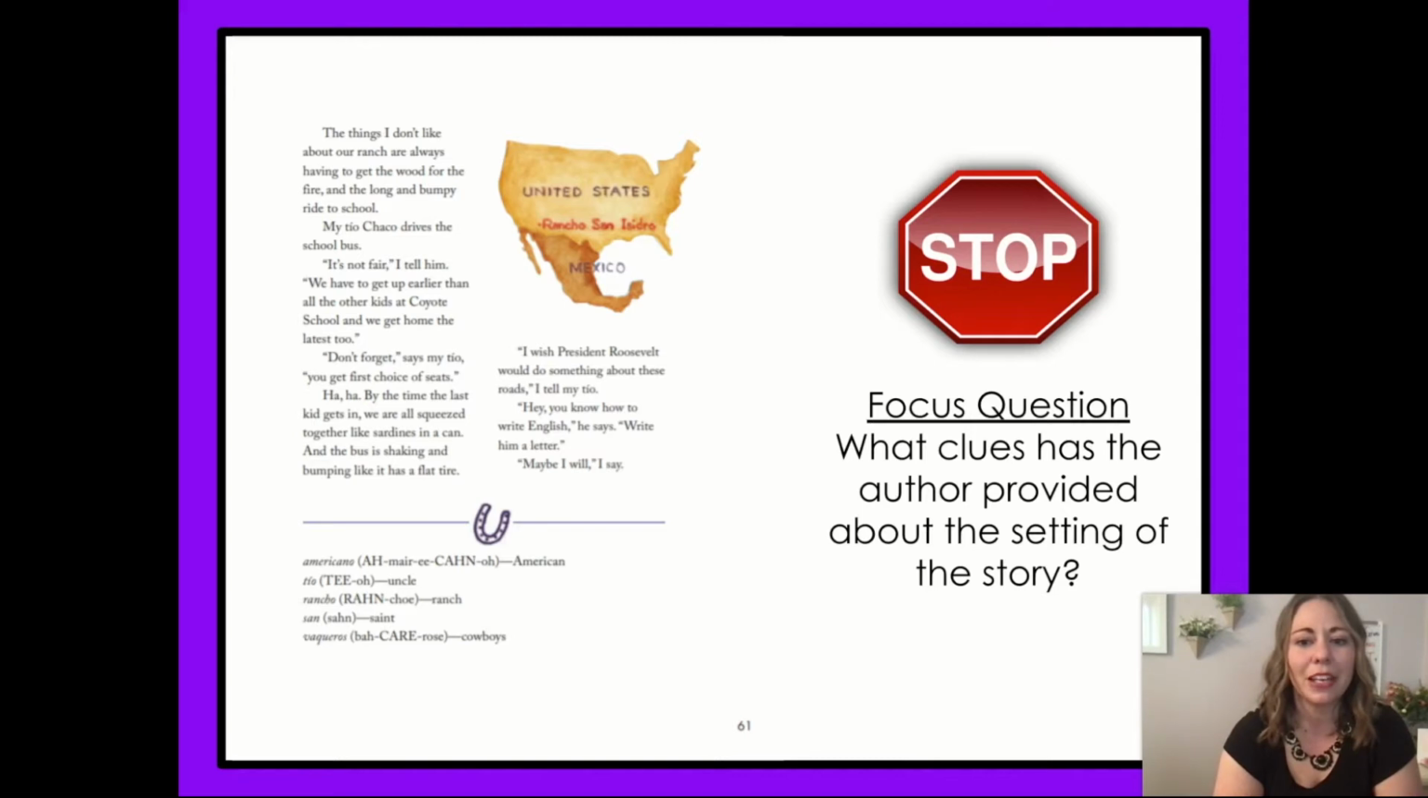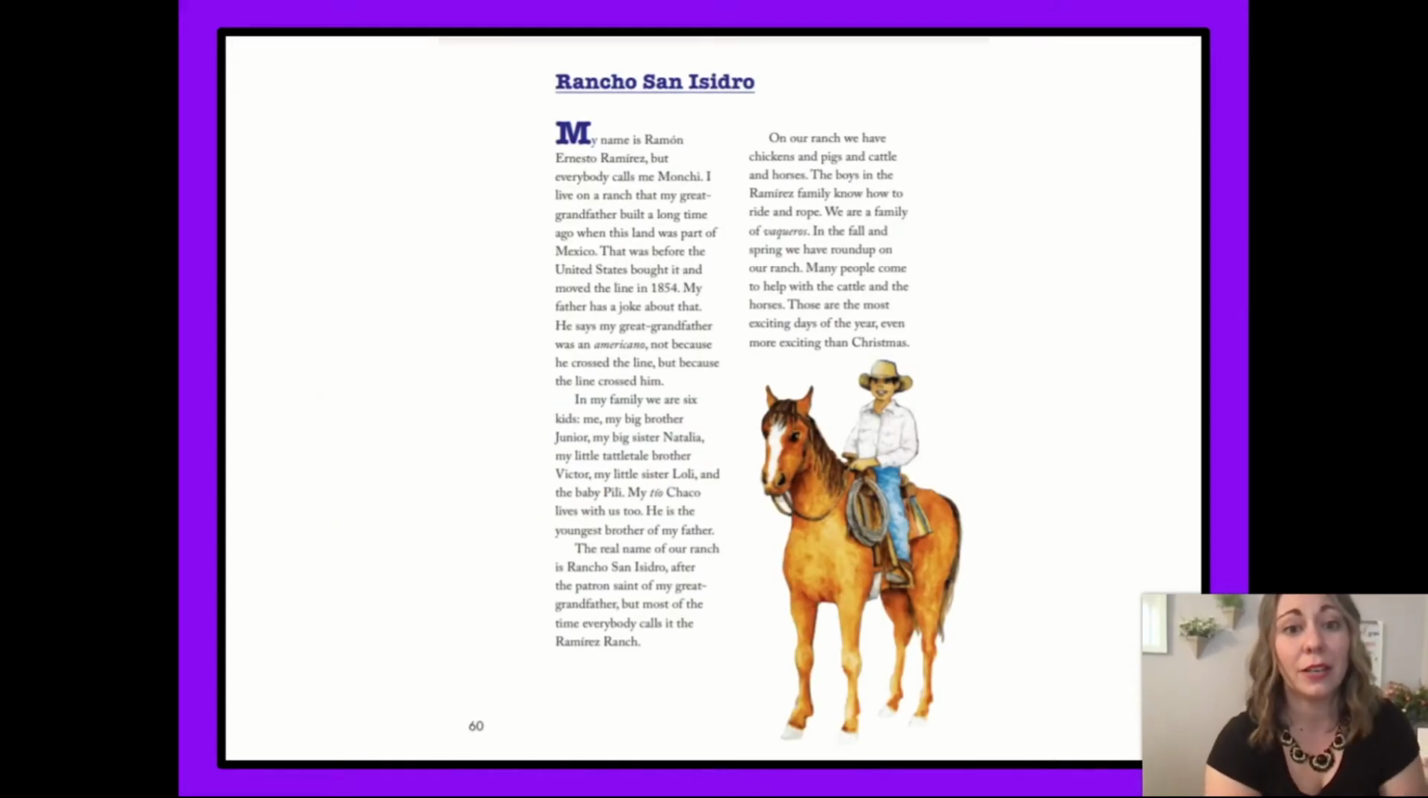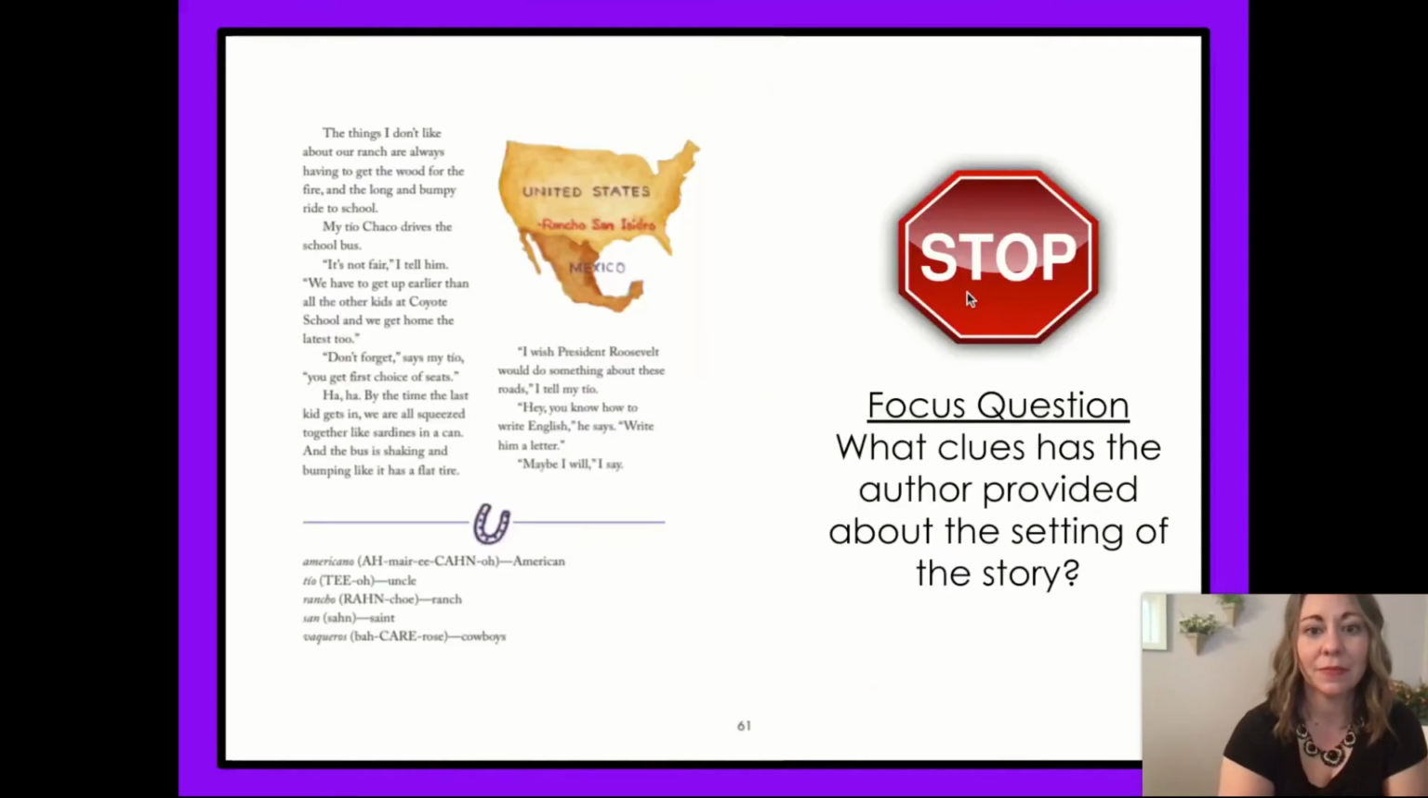So our focus question, what clues has the author provided about the setting of the story? Where does the story take place? So let's look. First off, a big clue that we've been given is, of course, this picture of the map. It shows us exactly where this is taking place. But also, let's look back at this first page of the story. It tells us that this is a ranch. So we know we're living on a large piece of land. A ranch would be kind of like a farm, but instead of growing things, they have animals, okay? And it's close to Mexico, it says. Also, we can see that they have a lot of cattle and horses. So again, that can help us imagine the setting. And then also we know it's a long way to school. So again, they probably are not living in a big city because it's a long way to school. So that's some of the clues that the author is starting to give us about the setting and where this story is taking place.